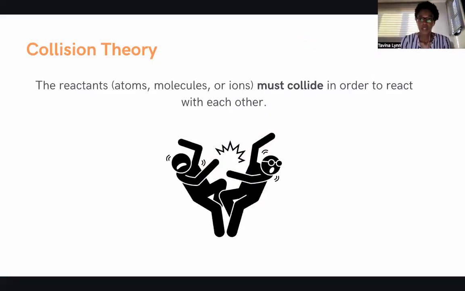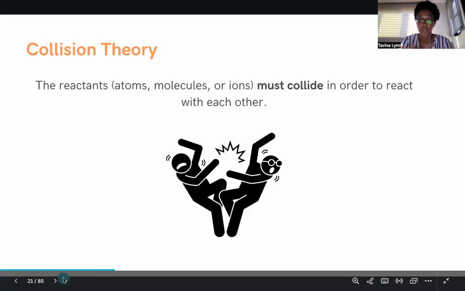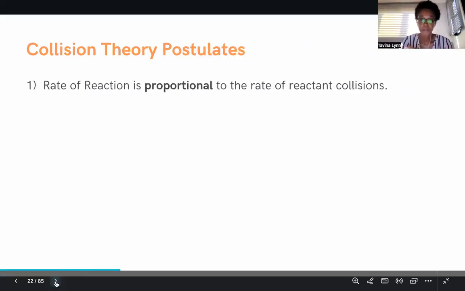Let's discuss collision theory. So we know that in order for a reaction to take place, the reactants, be it atoms, molecules, or ions, must collide in order to react with each other, right? They must actually come into contact and collide in order to react with each other to form products. Now, the rate of the reaction is proportional to the rate of the reactant collisions.